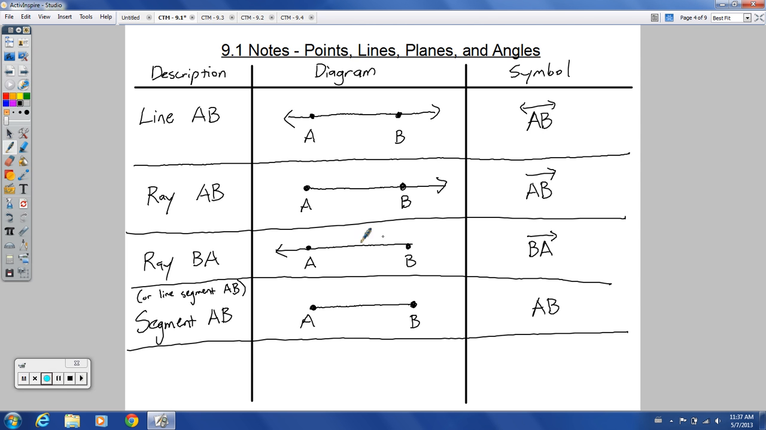This has one arrow, just like a ray does. This has no arrows, just like a segment does. And then the line has 2 arrows. Plane, now we're talking 2 dimensions.